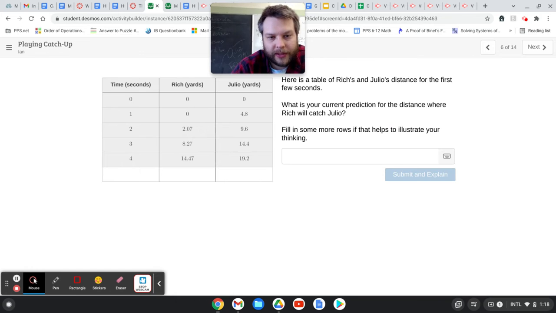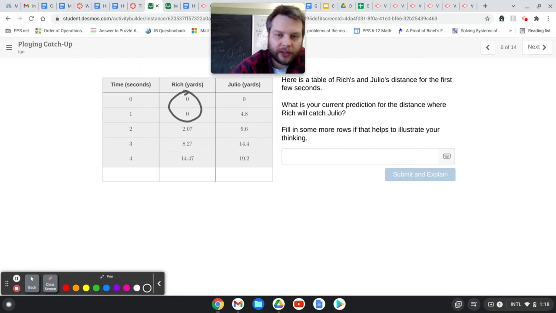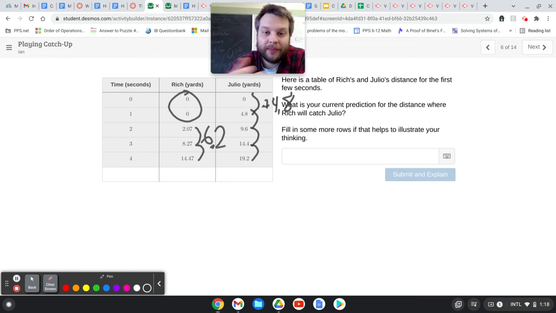You can also do it with a table, and I want you to notice here that Rich has 2 zeros in a row because he started later than Julio. And you can find the slope by just thinking about what is being added every time, and it looks like it's always adding by plus 4.8. So that's Julio's speed. Rich is going up by a different amount. He's going up by 6.2. That's Rich's speed. So we know Rich is going to catch up to Julio because he has a faster speed.